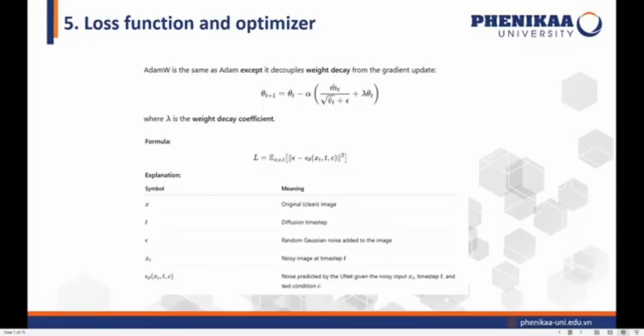Next, the loss function and the optimizer. The loss measures the difference between the generated image and the target image, and the optimizer updates the model weights to minimize the loss. Together, they help the model learn the correct way to modify an image based on the instruction.